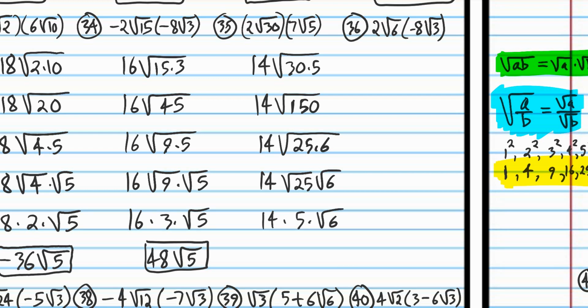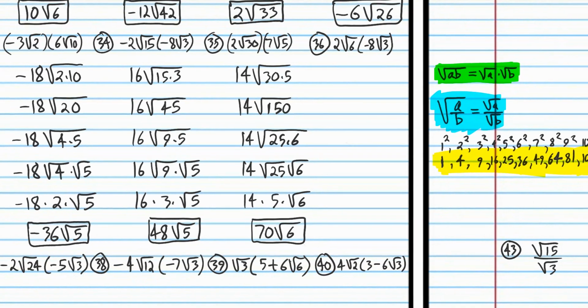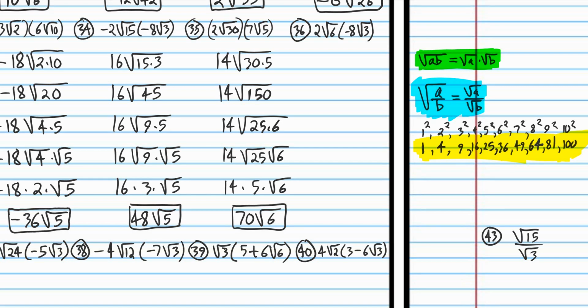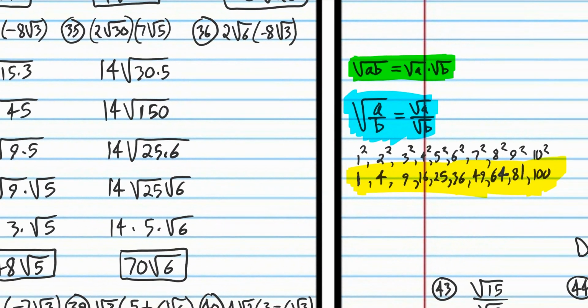And 5 times 14 is 70. And you can get your calculator out if you don't want to do that on paper. 5 times 14. So if you got 70 square root 6, good job. All right, try number 36, and when you come back, we'll do it together.